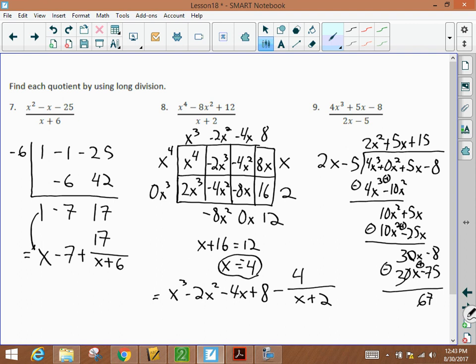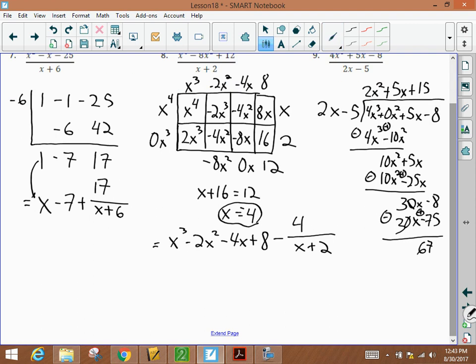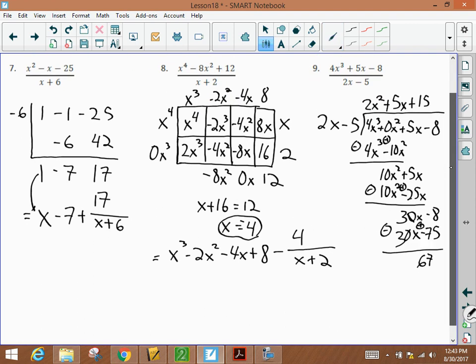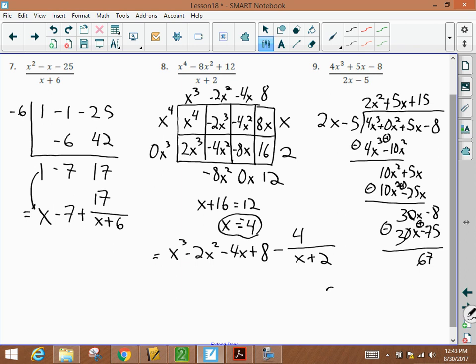So how do we express this answer? I'm a little out of room there, so I'm going to write it down here. Oh, we'll keep it right there. That is going to be 2x cubed plus 5x minus 8. My remainder is positive, so I put a plus sign. And I put that remainder over my divisor or my denominator, if you will. Boom. Done.